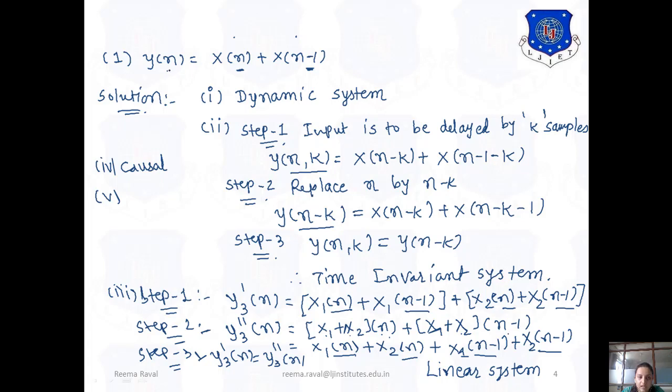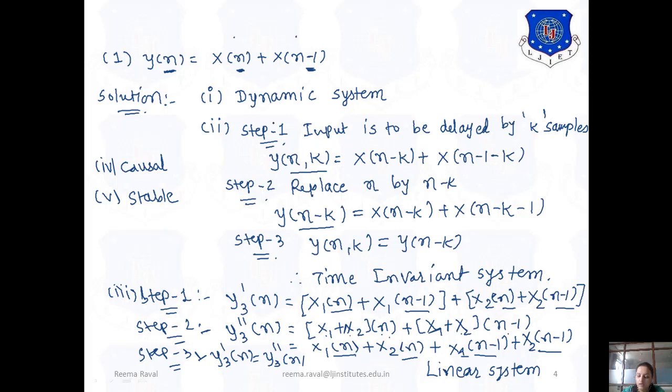So here, if I take n equals 1, that means a finite value. This will give x of 1 plus x of 1 minus 1, that means x of 0. This will give a finite value. Similarly, if I take n equals 10, that will give x of 10 plus x of 10 minus 1, that is x of 9. So for every finite value of input n, it will give a finite output value. So this system will be a stable system, which satisfies the BIBO condition. Alright, so these are the answers for this.